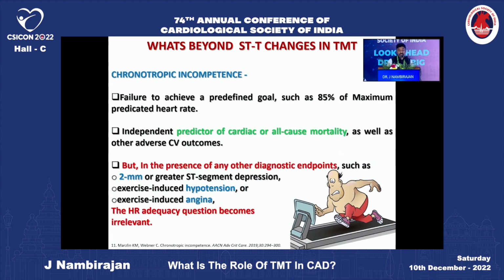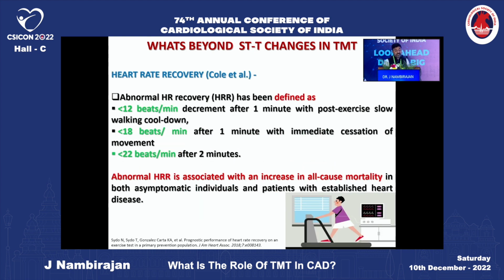So chronotropic incompetence is one of the most important parameters. That is the failure to achieve 85% of the maximum predicted heart rate. It predicts cardiac and all-cause mortality as well as other adverse cardiovascular outcomes. But in the presence of any other diagnostic endpoints such as 2 millimeter or greater ST segment depression, exercise-induced hypotension or exercise-induced angina, the heart rate adequacy question becomes irrelevant. And the next important parameter is heart rate recovery.